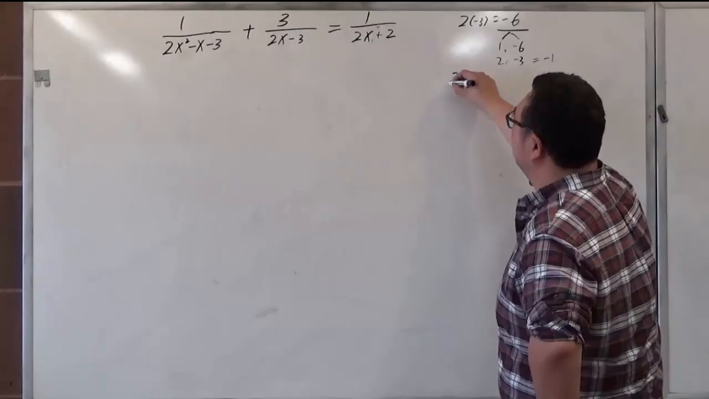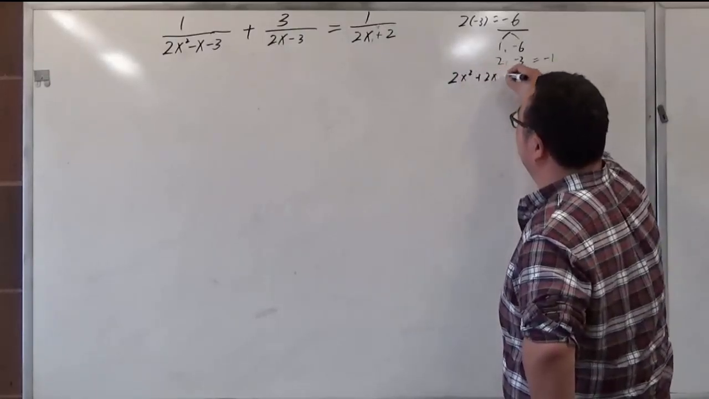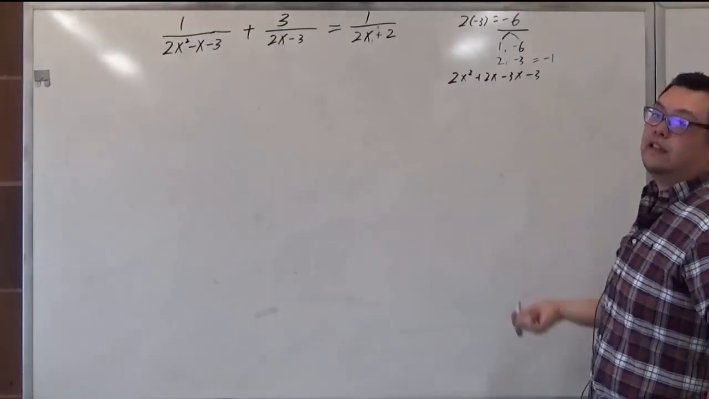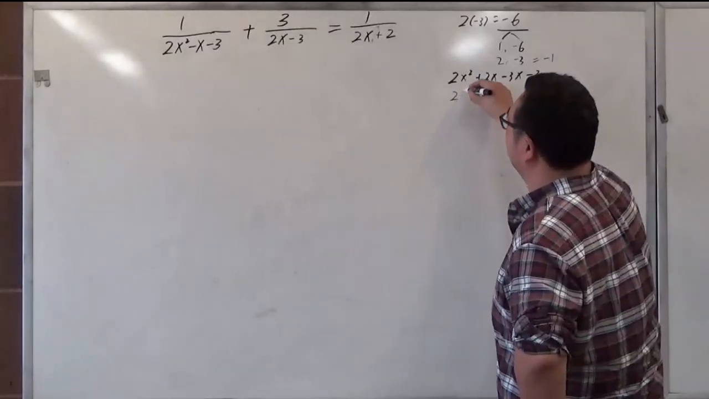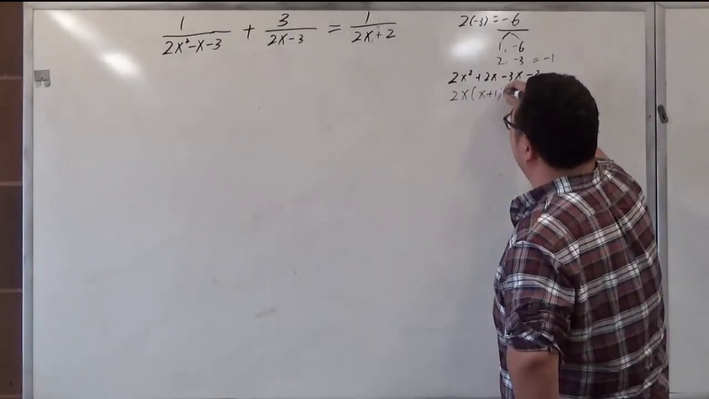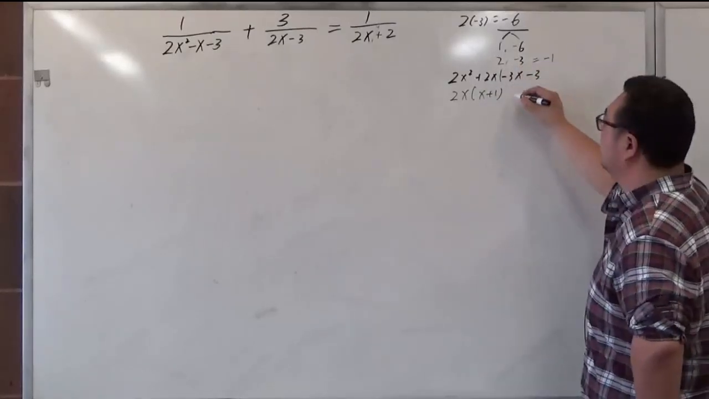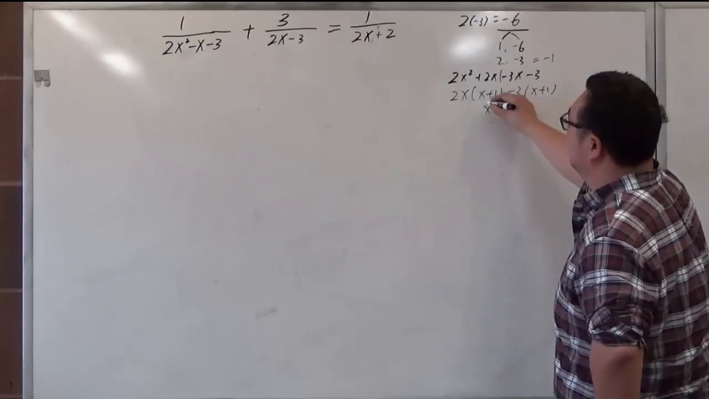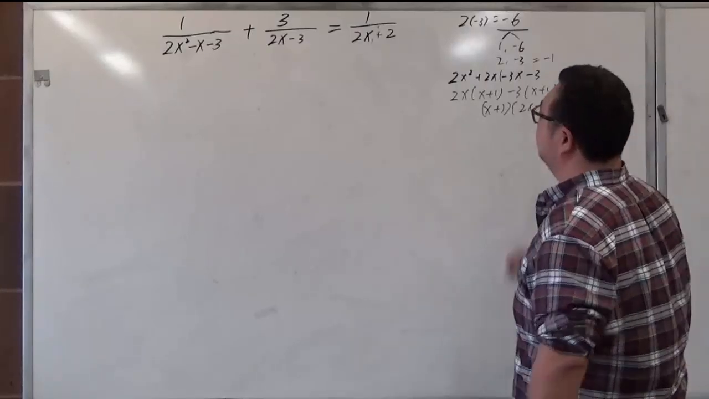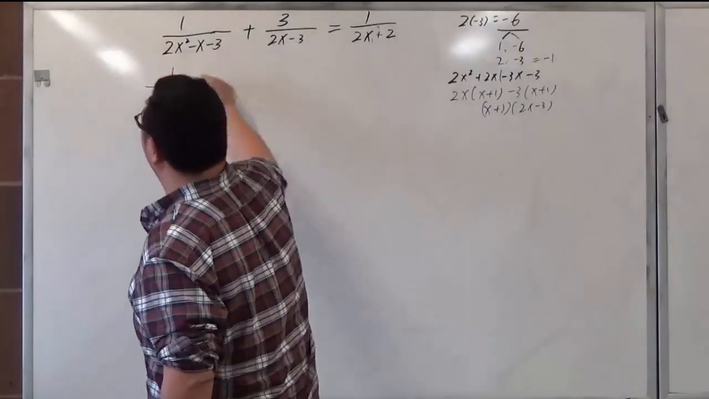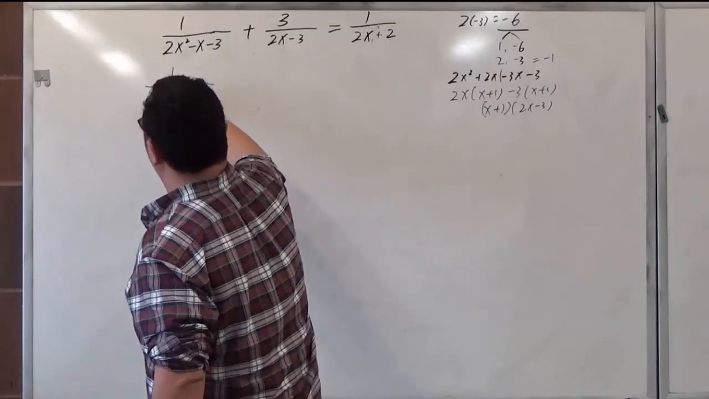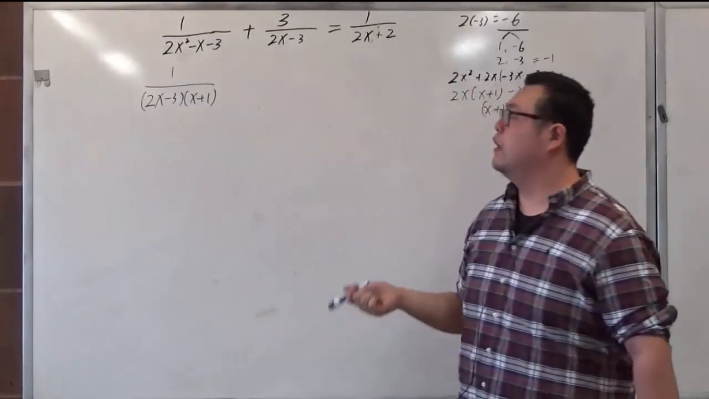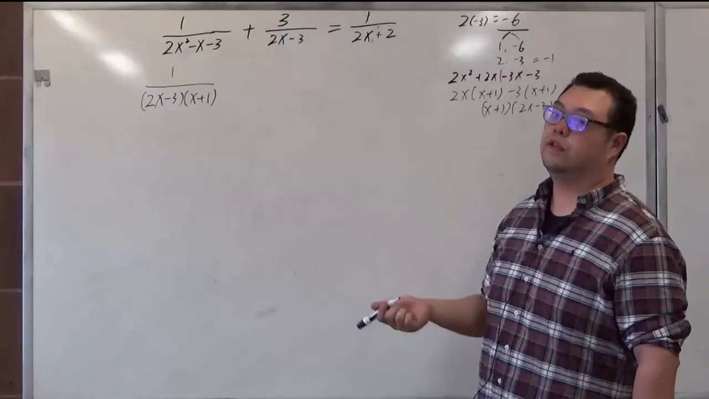Basically we just factor it by grouping. We rewrite it with 2x minus 3x in the middle. Then we factor out 2x from the first group, and from the second group we factor out the negative 3. Therefore we get the factors x plus 1 times 2x minus 3. So that's our term here, and this first term becomes 1 over 2x minus 3 times x plus 1.